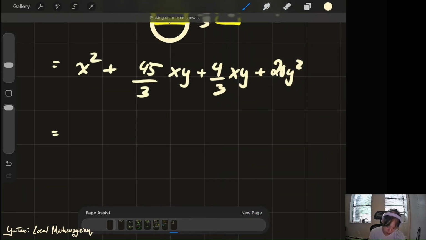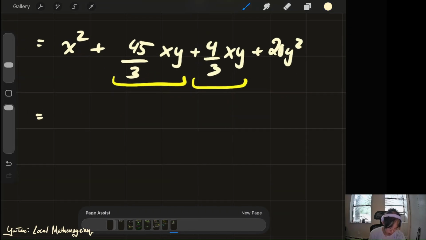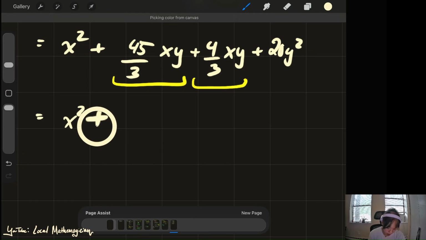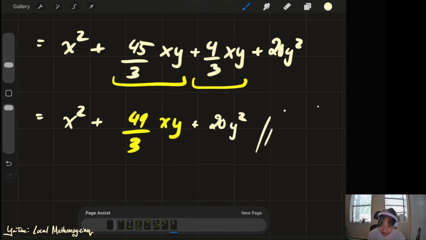And then we can just combine them down. I'll make note of it so you see. And this should give you, well, again, nothing happens to the x squared. 45 over 3 plus 4 over 3 is 49 over 3 xy plus 20y squared. And you're done.